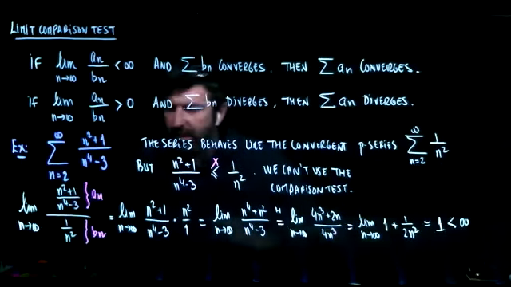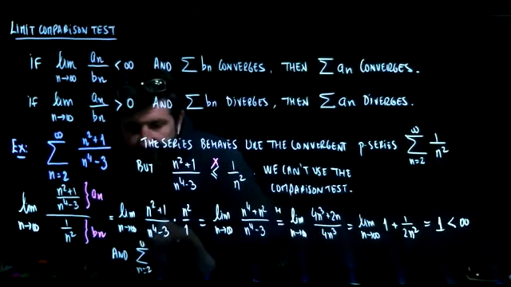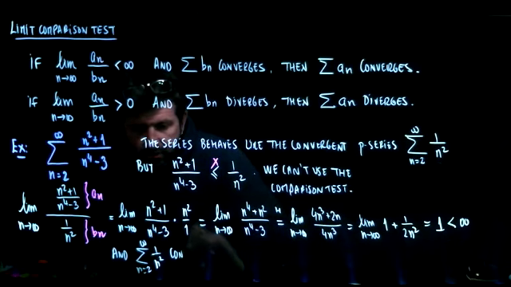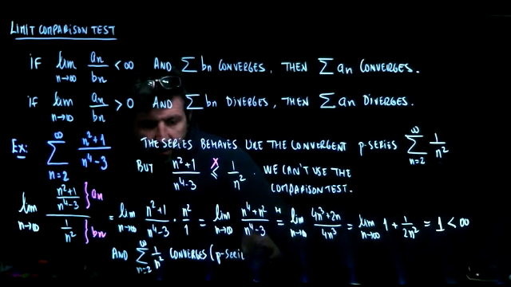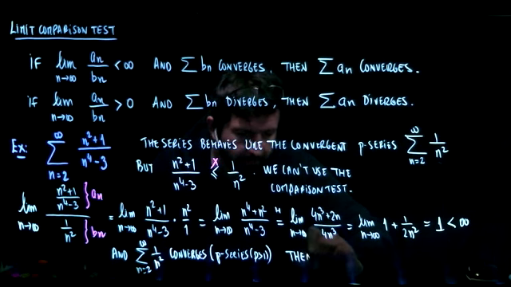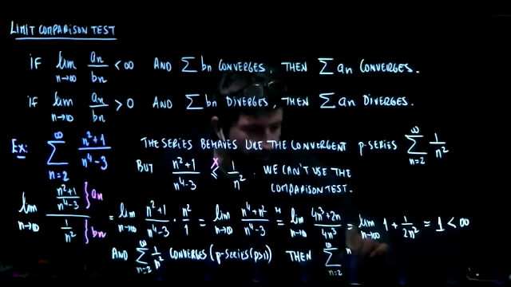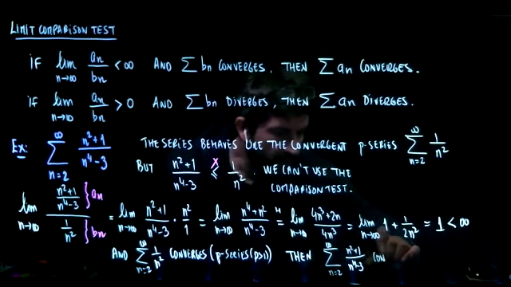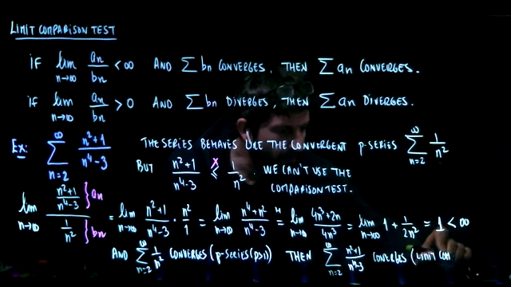Okay, so this is less than infinity, and the series bn, which is 1 over n2, converges, again by the p series with p greater than 1. Then my series sum n equals 2 to infinity of n2 plus 1 over n4 minus 3 converges by the limit comparison test.